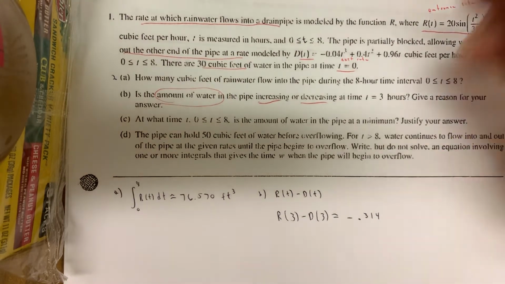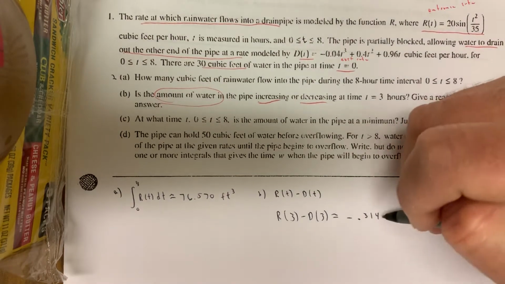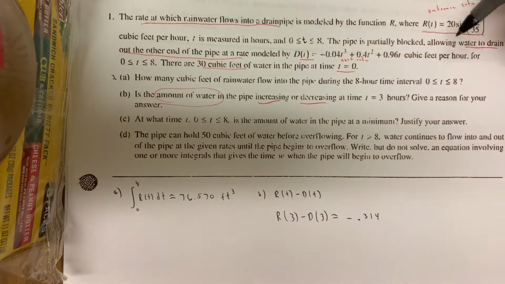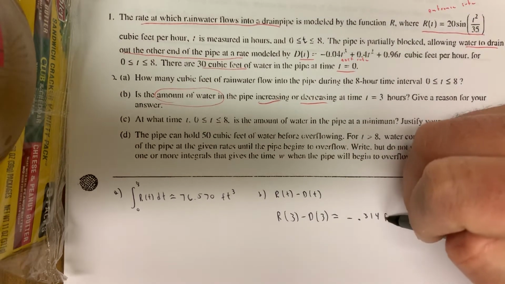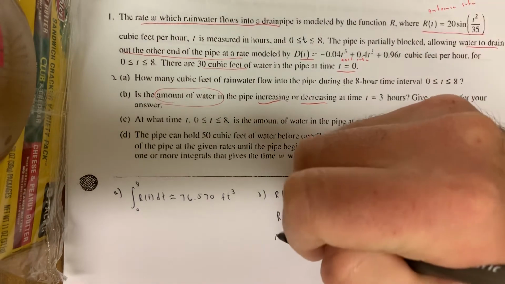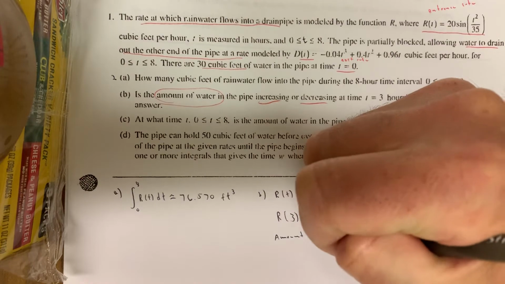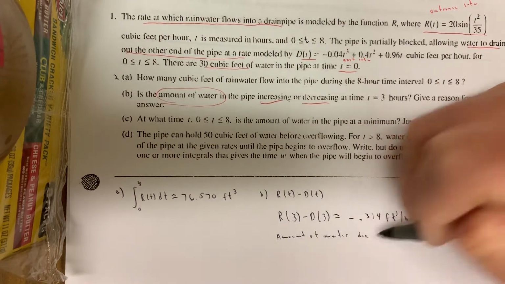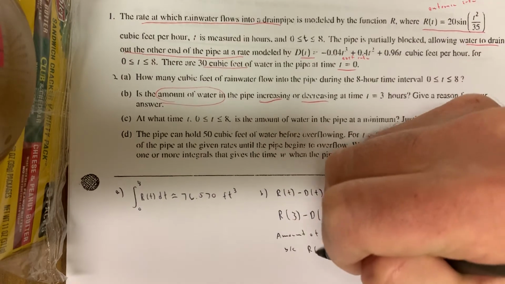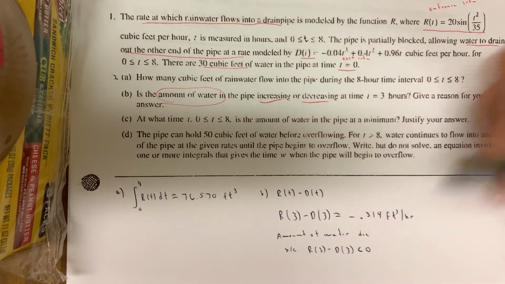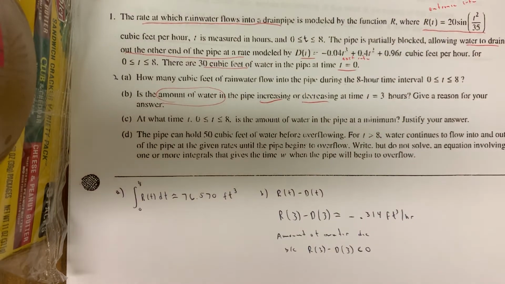So right here, we don't have units for it. Maybe we want units for something like this. This is the rate of change of the water in the pipe. We just did cubic feet per hour minus cubic feet per hour. We're getting back cubic feet per hour. Okay, so now we know the amount of water is decreasing because the rate of change is negative. R of 3 minus D of 3 less than 0. So similar to what we did yesterday, really not too terrible.